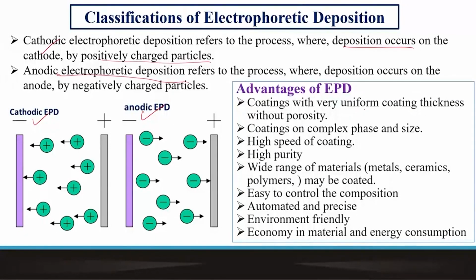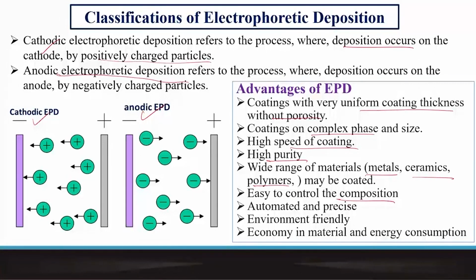So a typical advantage is that we actually can get a fairly uniform coating without porosity. It can deposit on complex contours and shapes and sizes. There could be a fairly fast coating rate. It can maintain very high purity. We actually can use a wide range of materials: conducting metals, ceramics, oxides, polymers, all kinds of materials.